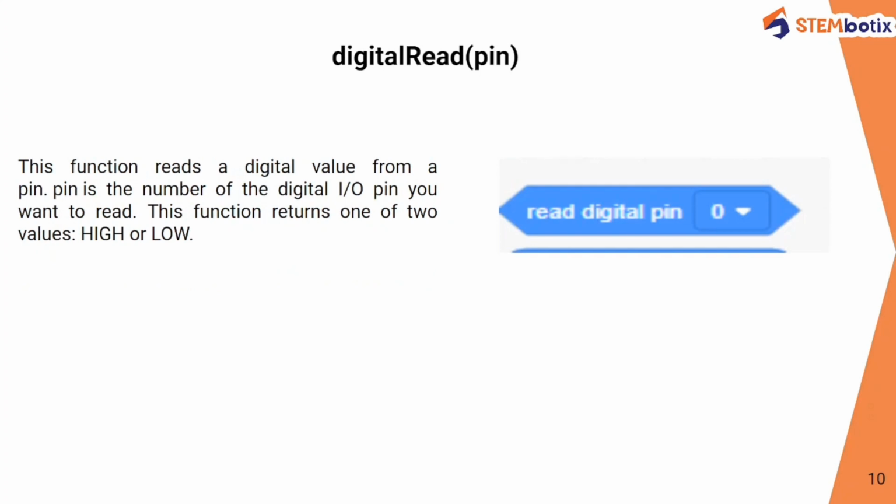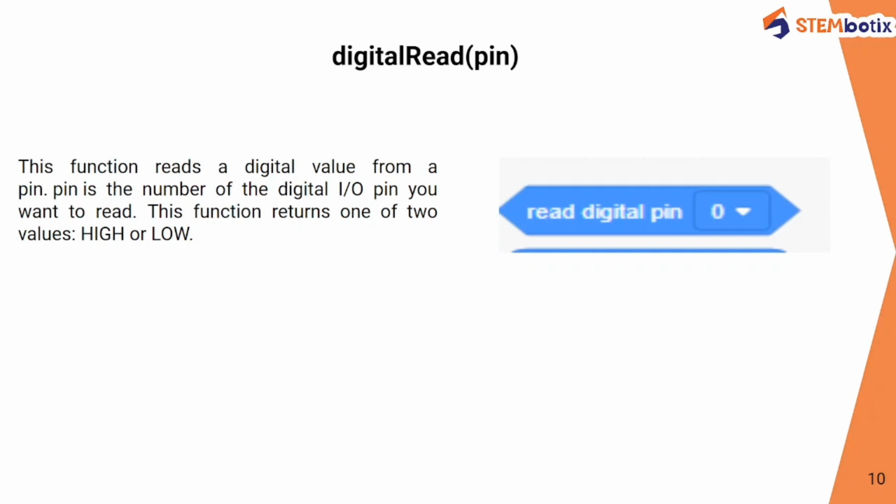Next is digital read. Whenever we need to read the value of a device which is connected to a digital pin of a microcontroller board, we can use this read digital pin block, and we have to mention the pin that the device is connected to, and we want to read the value of that device. This function reads a digital value from a pin, and pin is the number of the digital input output pin you want to read. This function returns one of two values.